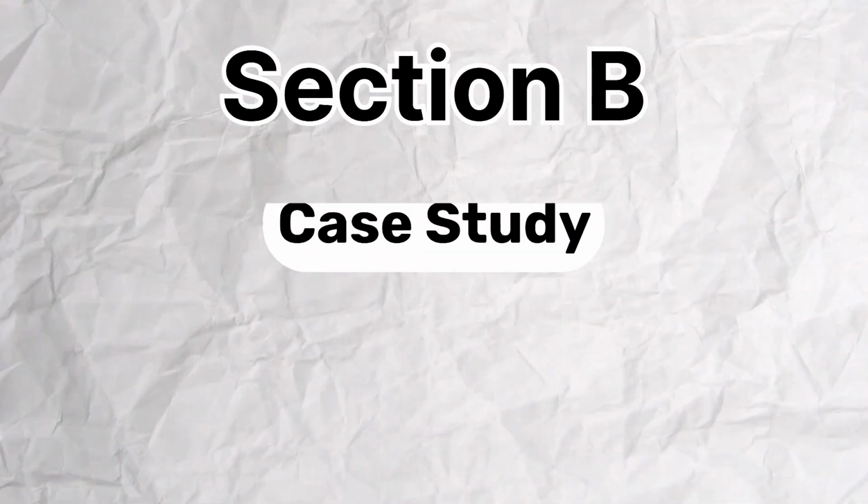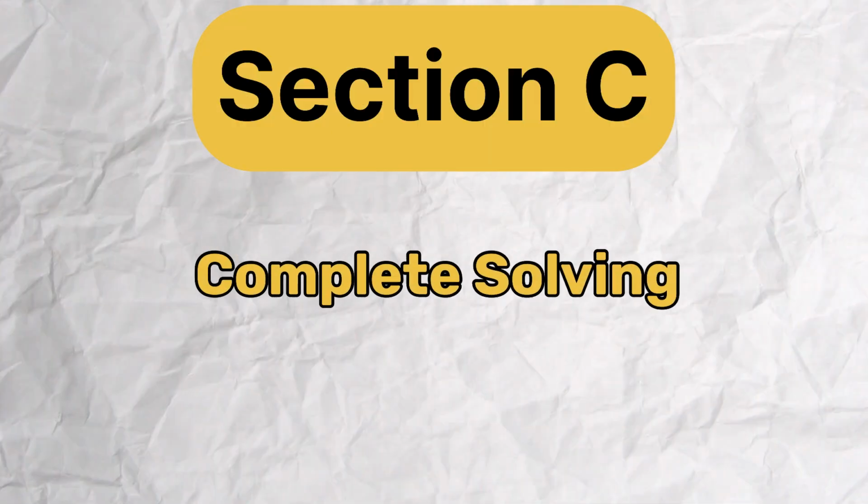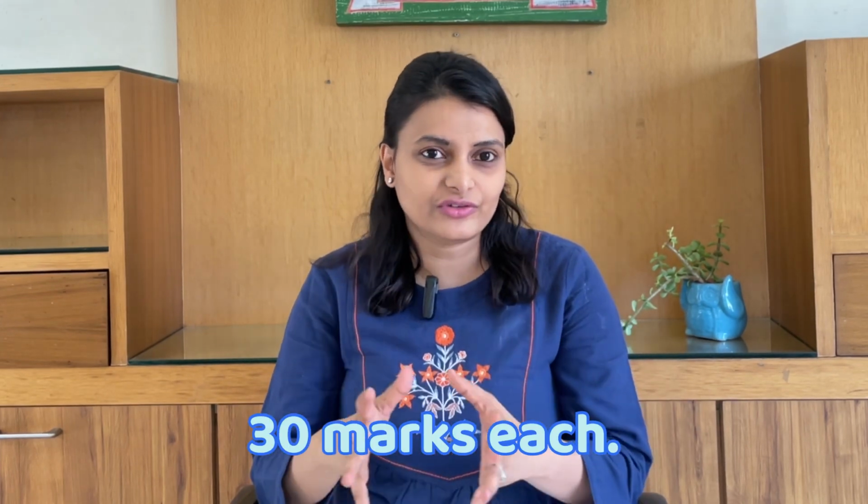So to begin with, let's understand what is the exam pattern of FR. There are 3 sections in your FR examination. Section A is completely objective. Section B is case study, objective based question, and section C is a complete solving kind of a question. So you have section A and B 30 marks each. So that's your 60 marks.